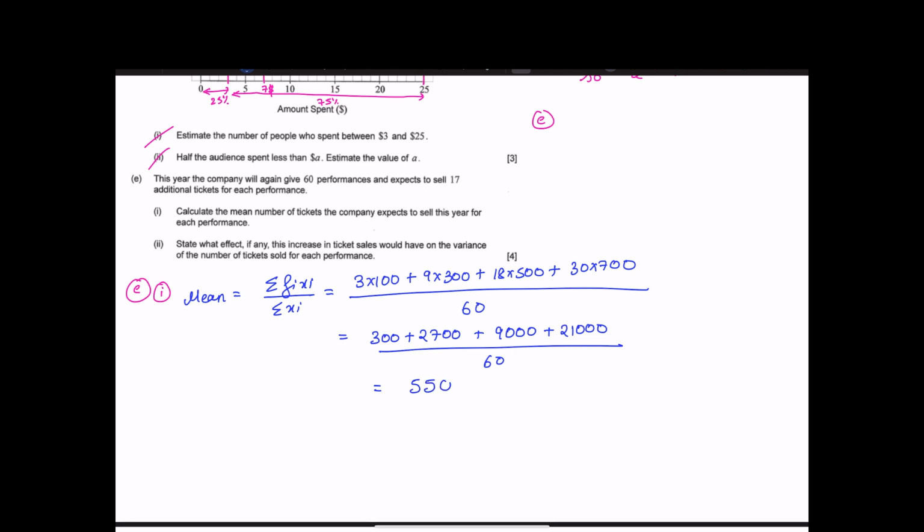So the mean is 550. Now the new mean, after you're expecting to sell 17 extra tickets, will be 550 plus 17. That will be 567.